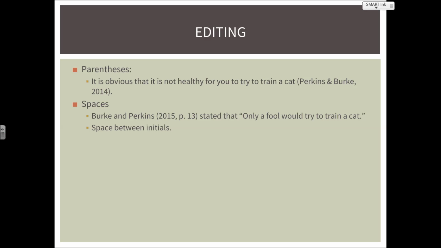Spaces between initials: my initials are RFP. It would be Perkins, comma, R, period, space, F, period, space, P, period. So put the space between the middle and the first initial.